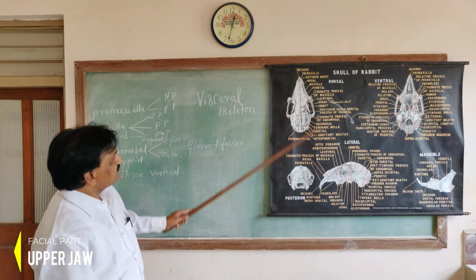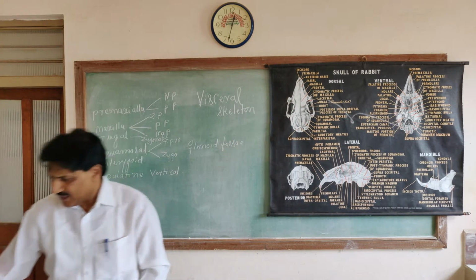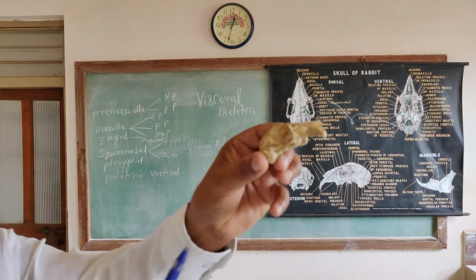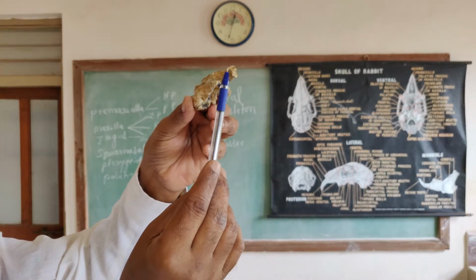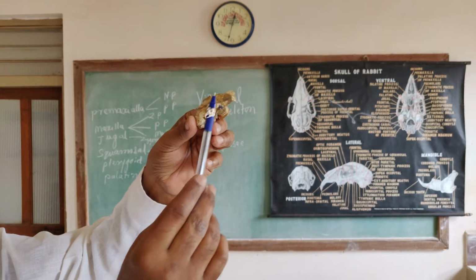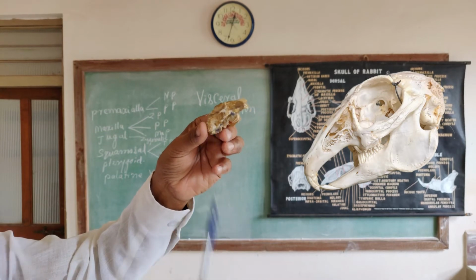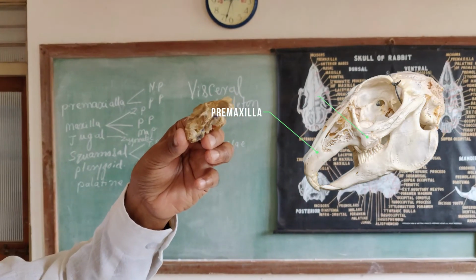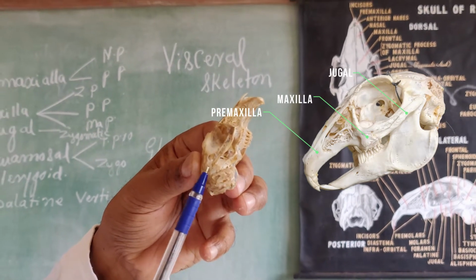Regarding the upper jaw, now I will show the skull of rabbit. This part is called the upper jaw. The upper jaw is made up of the premaxilla. This part is called the premaxilla. The second one is the maxilla, the third one is the jugal, and the fourth one is the squamosal.